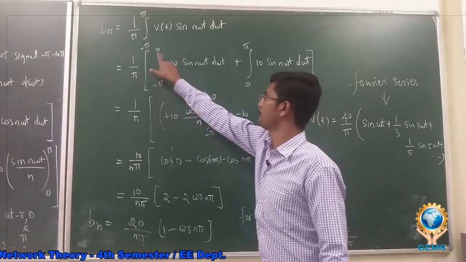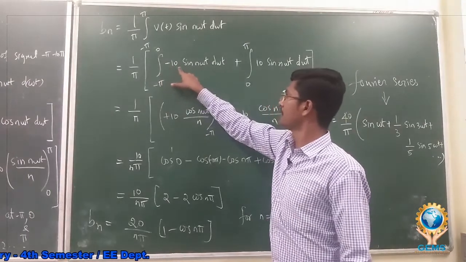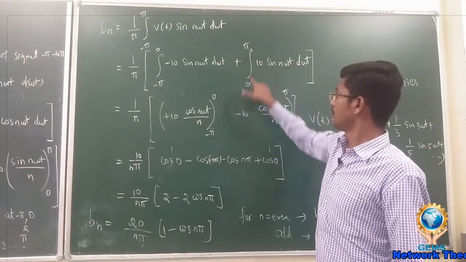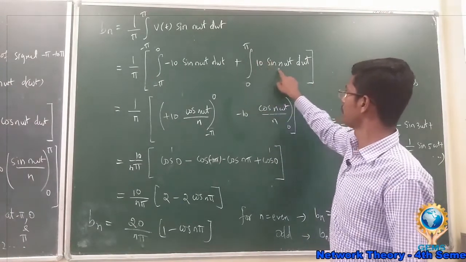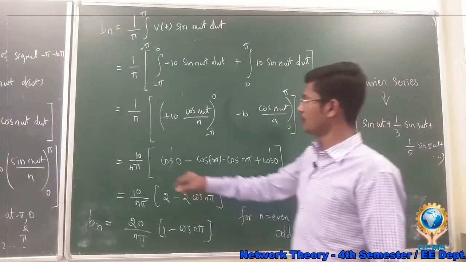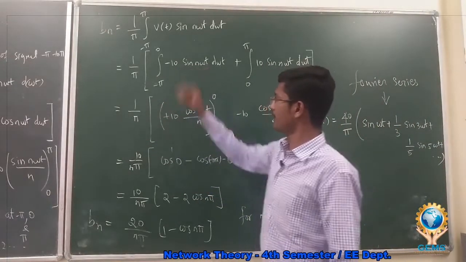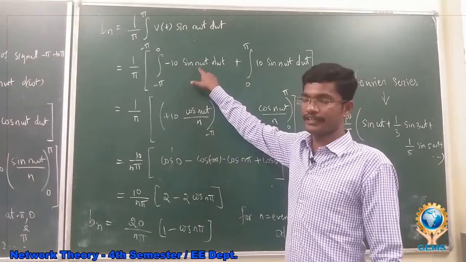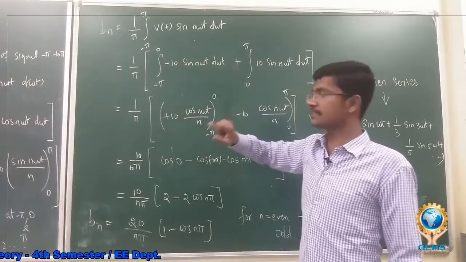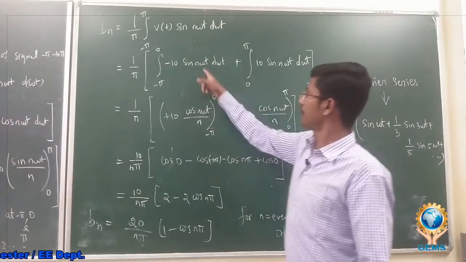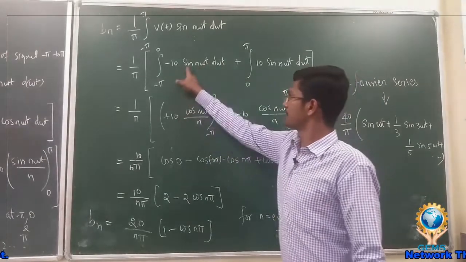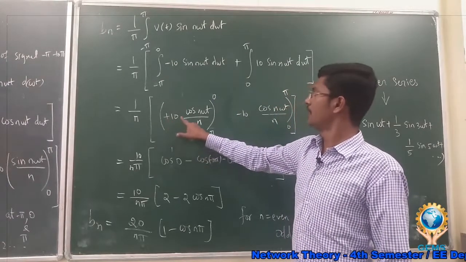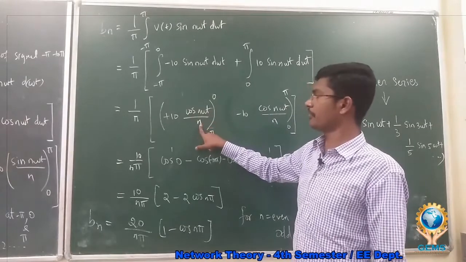First, for minus pi to 0, the v of t value is minus 10, and then sin n omega t into d omega t, plus the limit 0 to pi, 10 into sin n omega t d omega t. Now if we integrate sin n omega t, actually the integration of sin n omega t equals minus cos n omega t divided by n. This minus will multiply with minus 10, so minus 10 into minus gives plus 10, then cos n omega t divided by n.